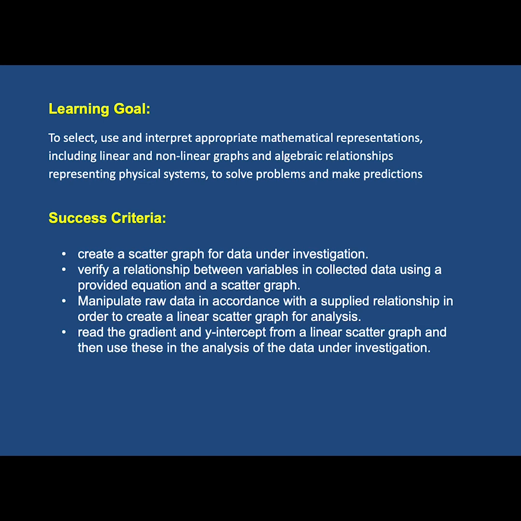In this video, we want to refresh our memory on how to create a scatter graph. We want to provide an example on how to manipulate data in accordance with a supplied relationship so that you can make a linear scatter graph. And we want to give examples on how to find the gradient and the y-intercept of a linear scatter graph so that you can solve problems and find answers.